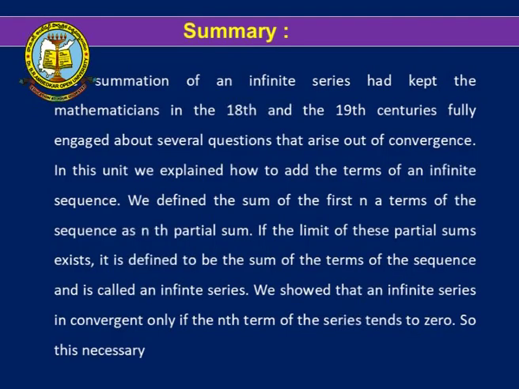In the summarization, we can discuss infinite series summation. In the 18th and 19th centuries, discussions happened about convergence. In this explanation, adding the terms of an infinite sequence gives the series. Now, a series is the partial sum of the sequence terms. If you apply the limit, then it comes to the infinite series being convergent. Whenever, as n tends to infinity, S_n tends to S, then the series is convergent, and otherwise it is divergent, as we have discussed.